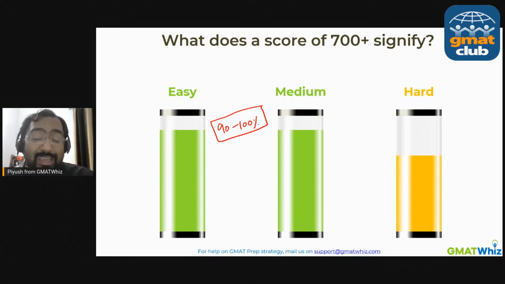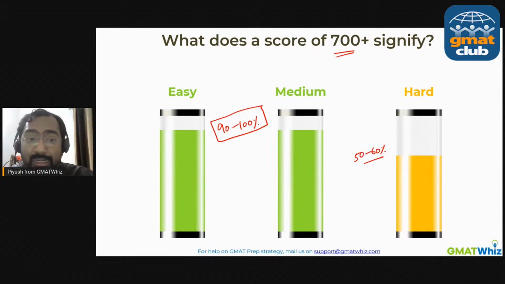But then the second stage becomes very important as well. The moment you get to the hard questions, you have to get at least 50 to 60% of them correct just to break the 700 barrier. Just to break the 700 barrier, guys. Understand it this way. At GMATWhiz, when we work with students, we always focus on this aspect: from day one itself, you should be preparing yourself to tackle the hard questions if you're targeting a 700 plus.